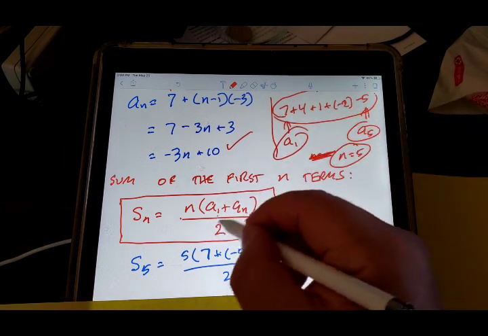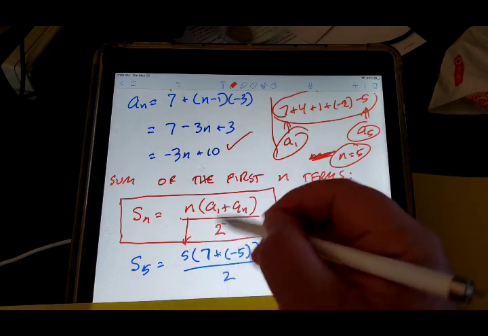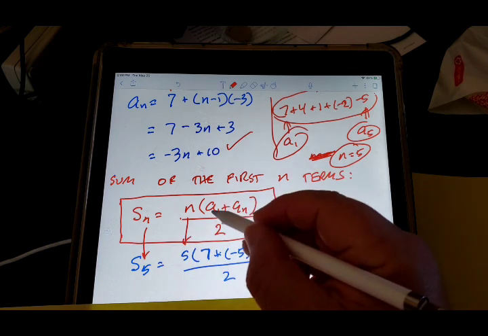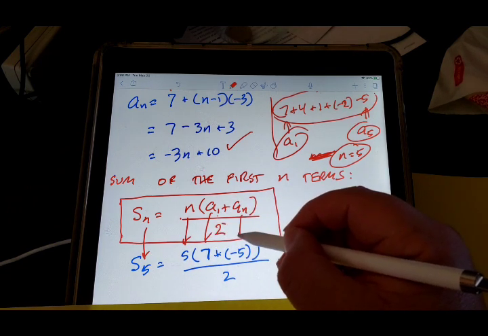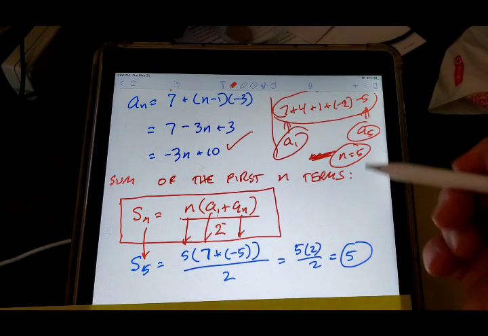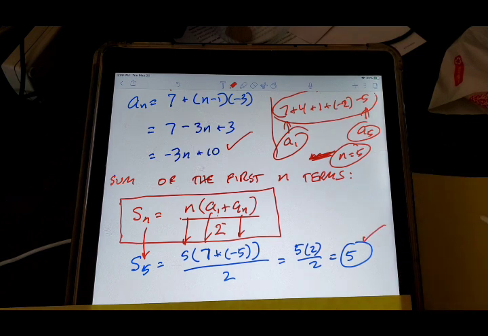I need all of those to substitute in here. N is 5 if I'm doing 5 terms. First term, last term, or 5th term. Ran the calculation and it was 5.